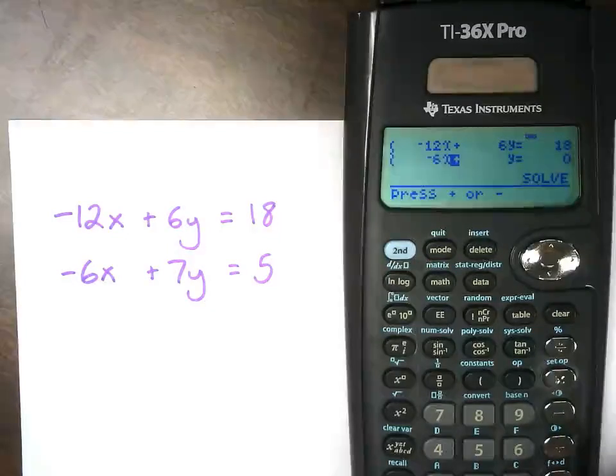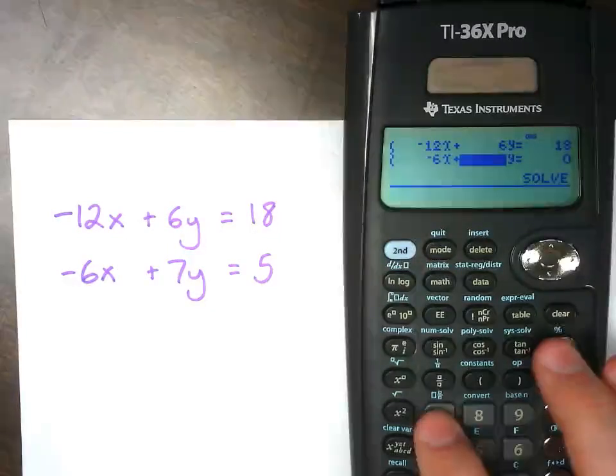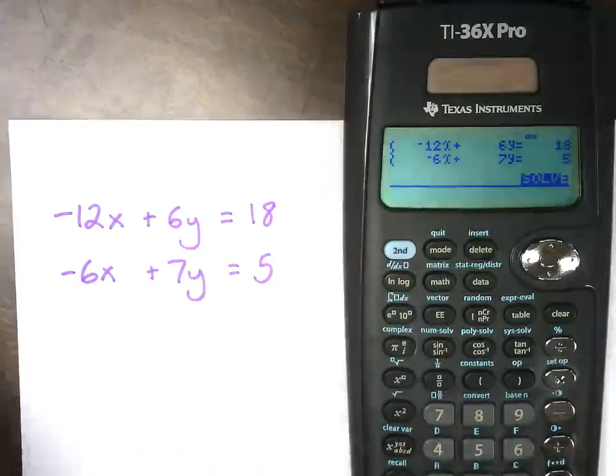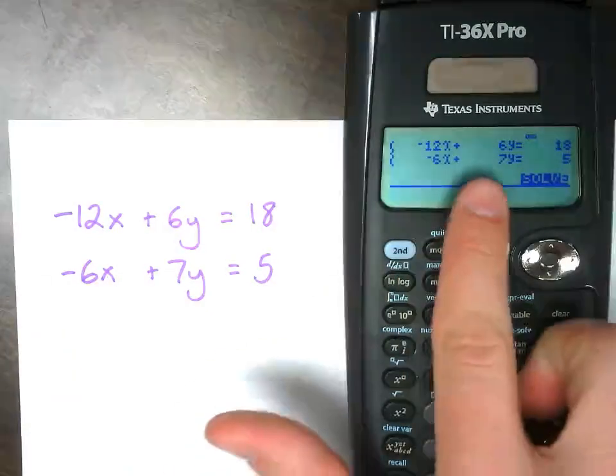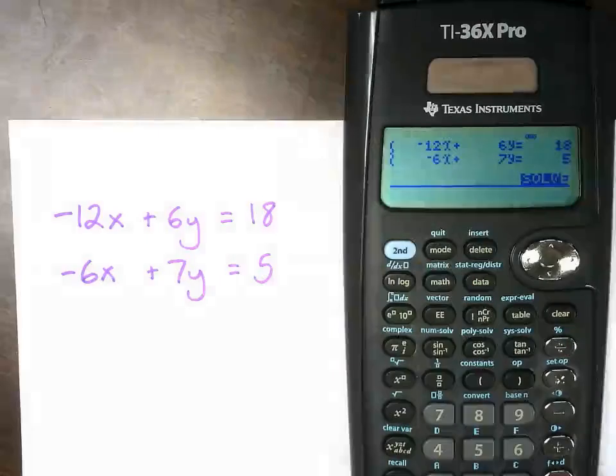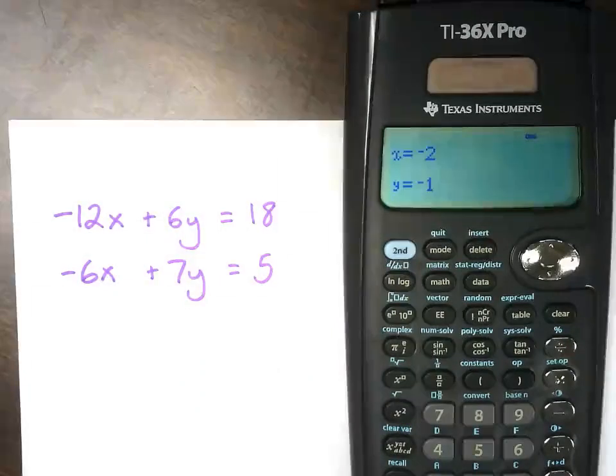-6, Enter. We're doing the bottom now. +7, Enter. And then we have 5, Enter. And notice you should have the exact same thing here. So this should look identical to this. If it is, then just press Enter on Solve, and it tells you that X equals -2 and Y equals -1. It's a quicker way of solving systems.